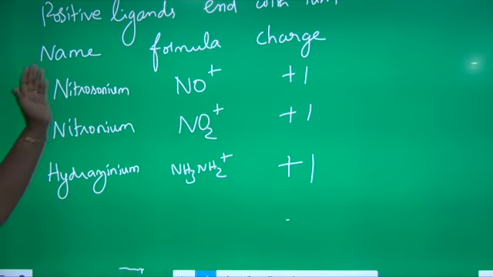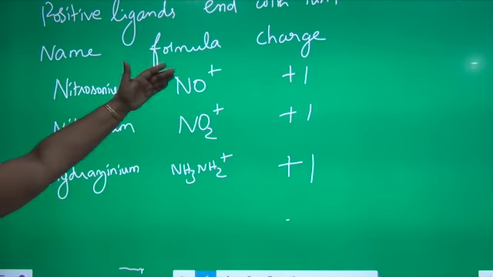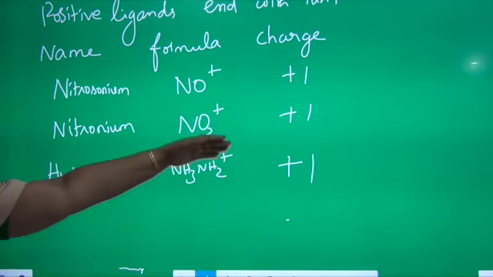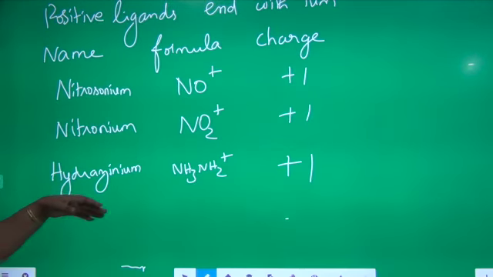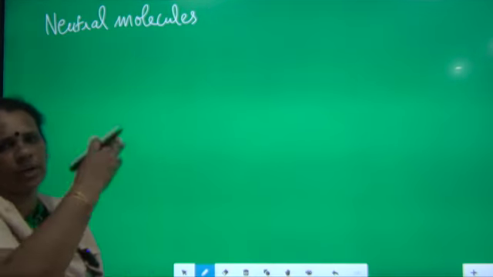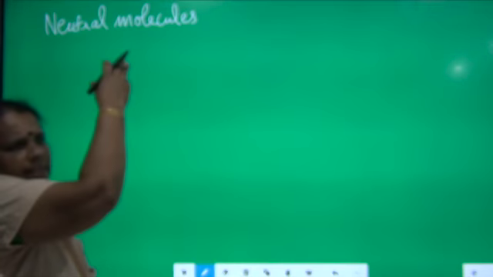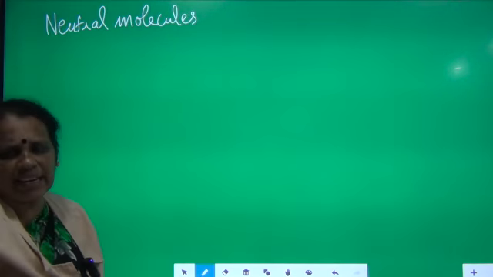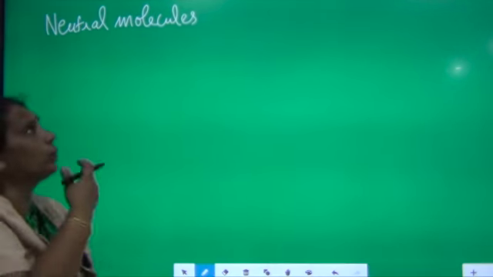So positive ligands end with IUM. The first one, nitrosonium, NO plus, where the charge is plus 1. Nitronium, NO2 plus, the charge is plus 1. Hydrazinium, N2H5 plus, the charge is plus 1. Now we are going to start with neutral molecules. So far we have discussed negative ligands that end with O. I have given so many examples. Positive ligands end with IUM. I gave 3 examples. Now we are going to see neutral molecules.